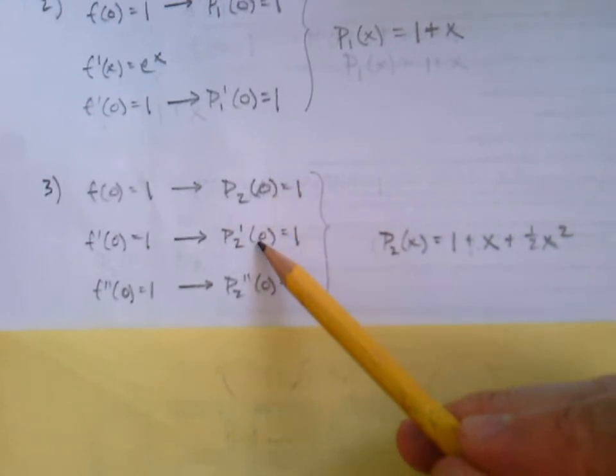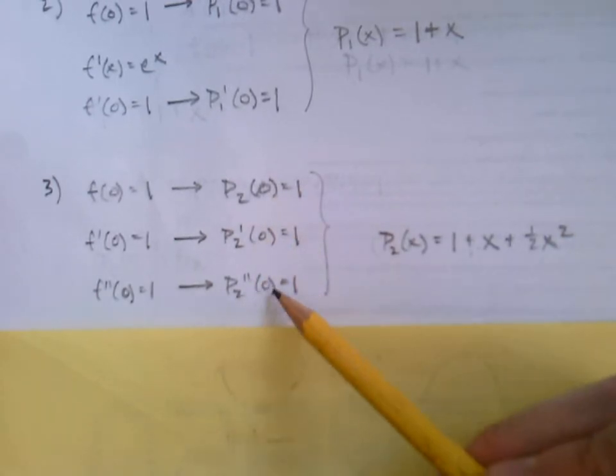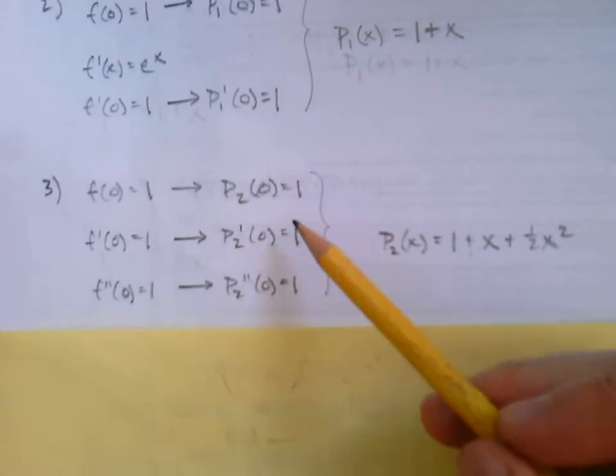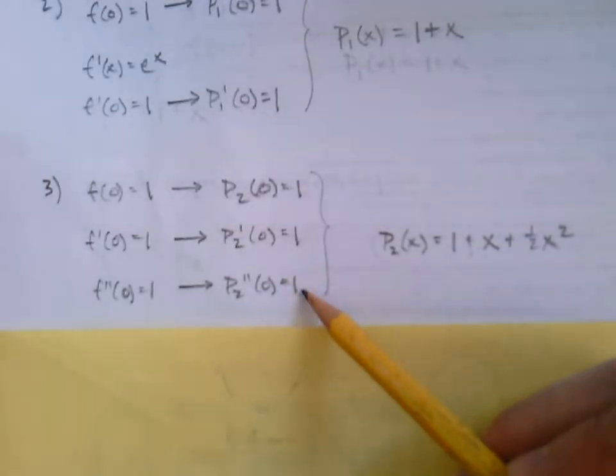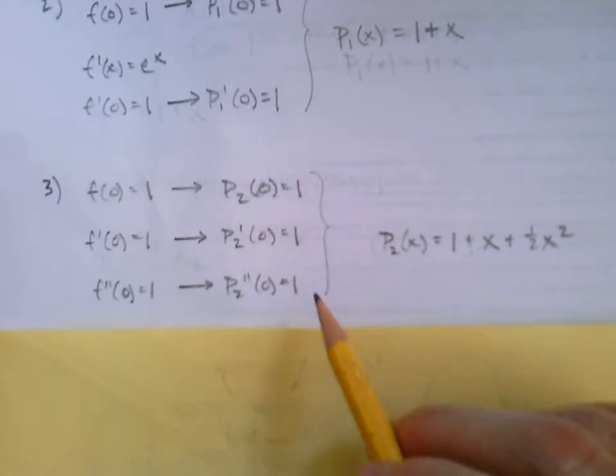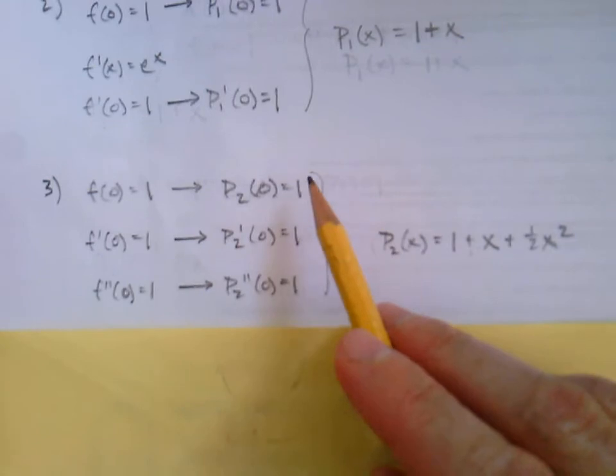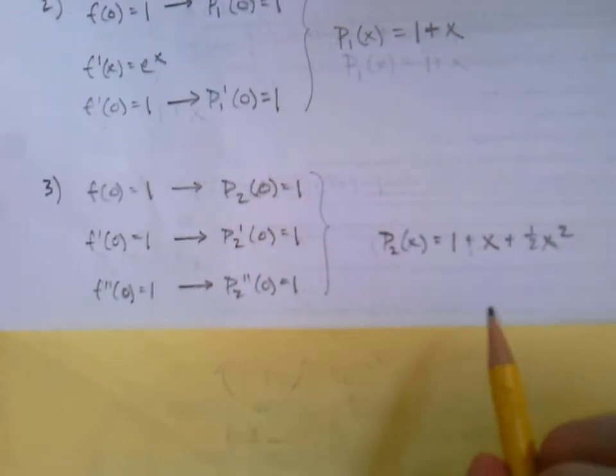At 0, it's 1. The derivative at 0 is 1. And the second derivative at 0 is 1. So what are we doing? We're matching the y value. We're matching the slope. And now we're matching the concavity. Pretty cool. Well, what second degree polynomial would make all these work?